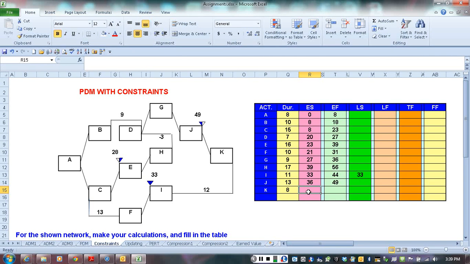So here we're going to put 49 and 57, and that's our forward pass.